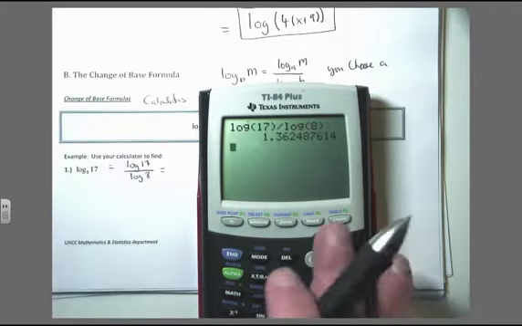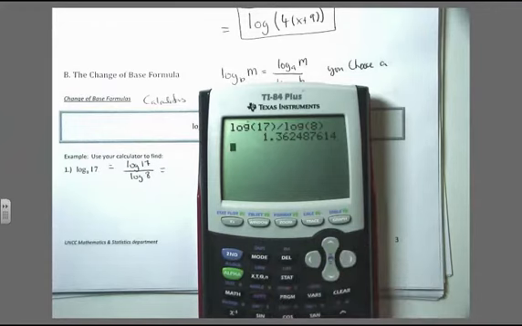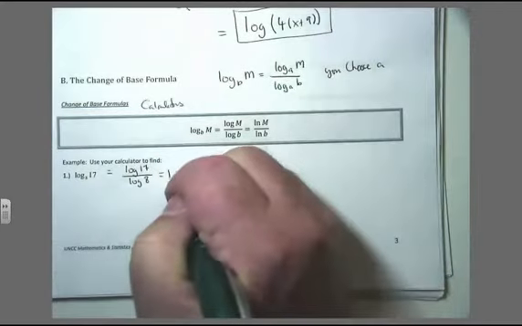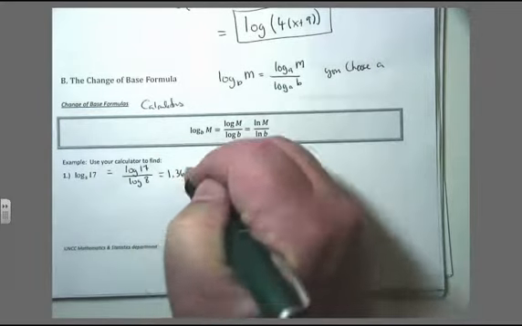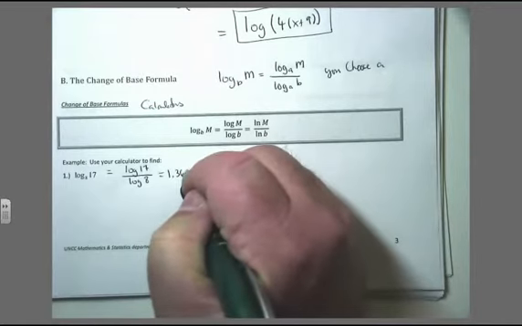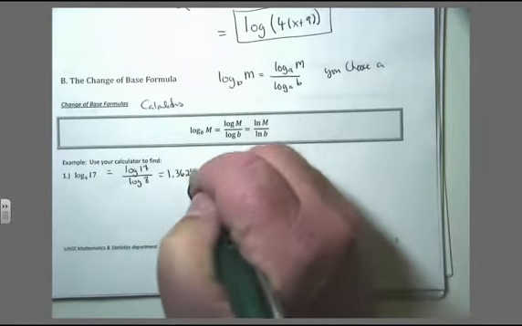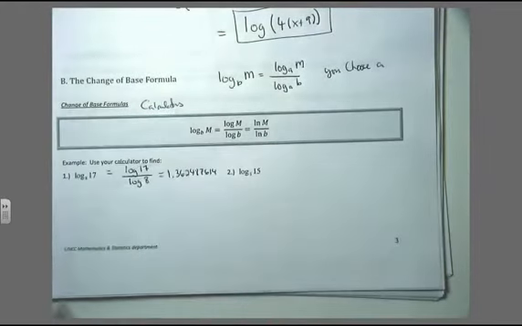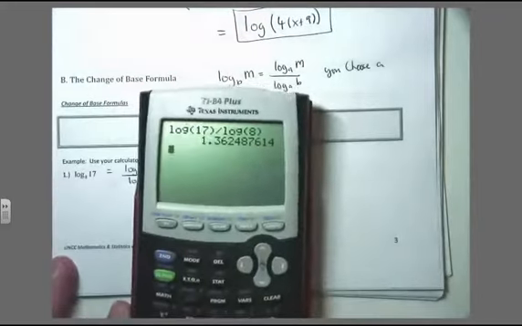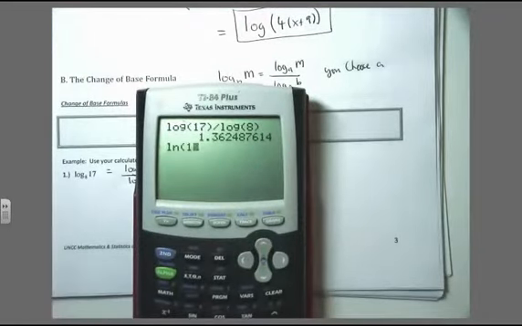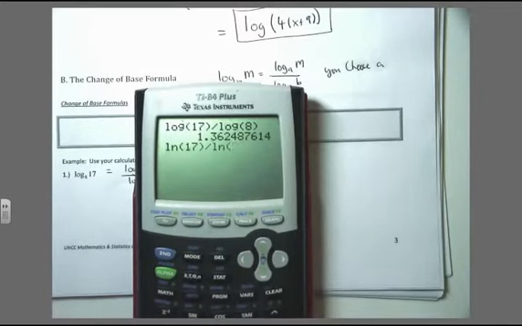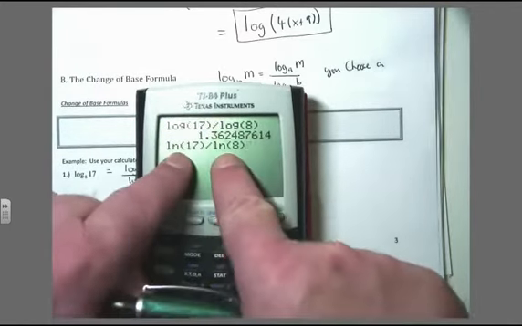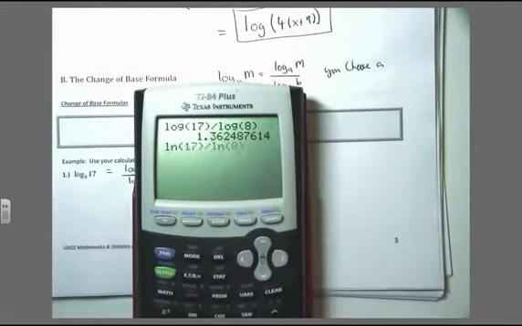What do I get? I get the decimal 1.362487614. But personally, some people like the natural log better. Fine. Take the natural log of 17 and divide it by the natural log of that original base. As long as you use the same log type, log of the original number over the log of the base, you get the same number. Does that make sense?